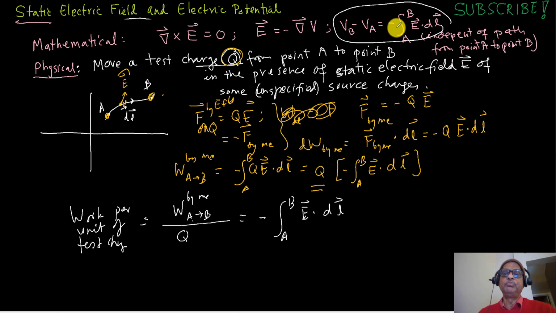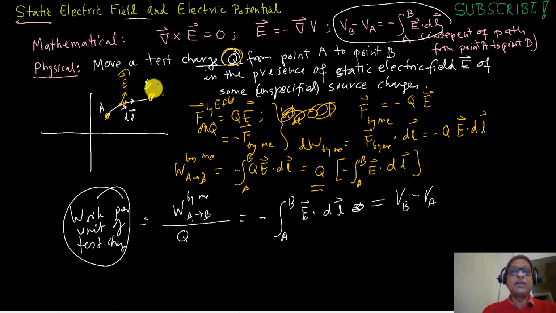That's the difference in potential between these two. So this is the difference in potential. This is equal to actually VB minus VA. So the work I did increased the energy. So the potential is how much work was done per unit test charge.